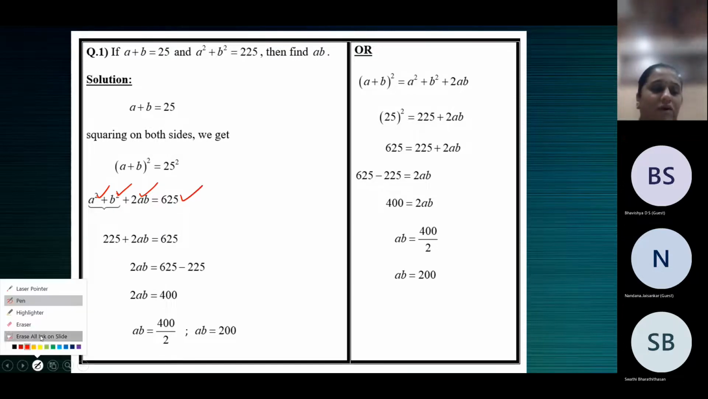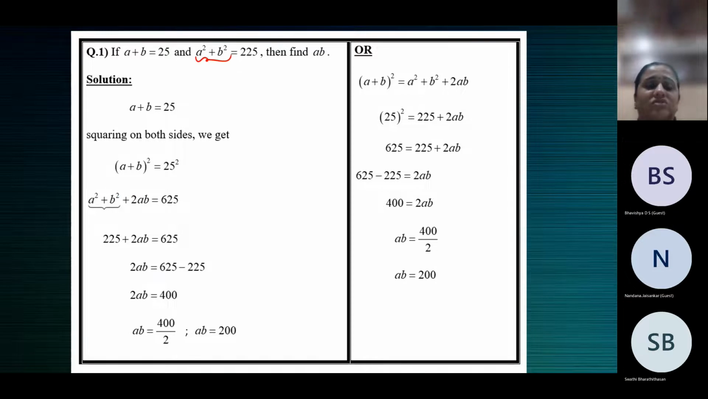Now we are given the value of a square plus b square in the question. What is a square plus b square? 225. So instead of a square plus b square, 225. So 225 plus 2ab is equal to 625. 2ab is equal to 625 minus 225. 2ab is equal to 400. ab is equal to 400 by 2. 2 will come for division to the other side. So ab is equal to 200. So we found the value of ab. ab is equal to 200.